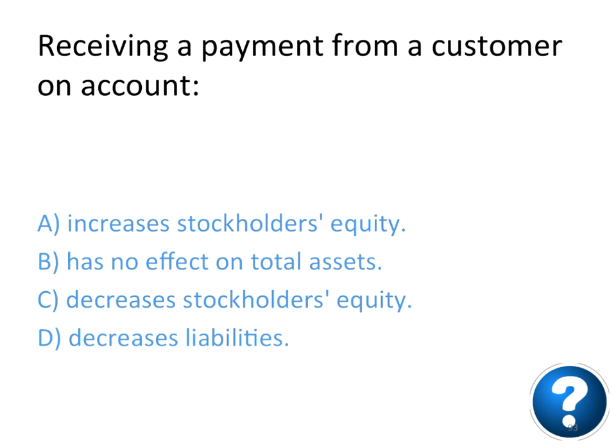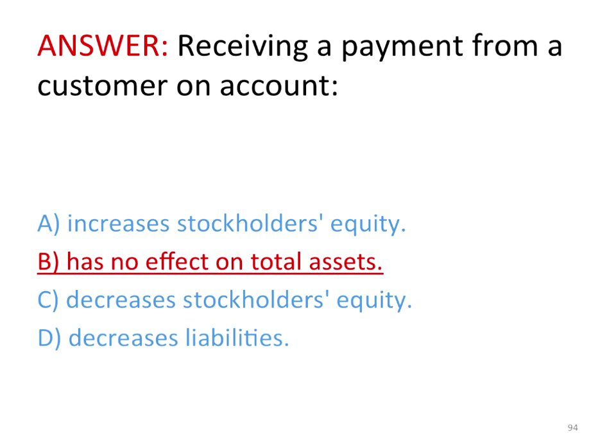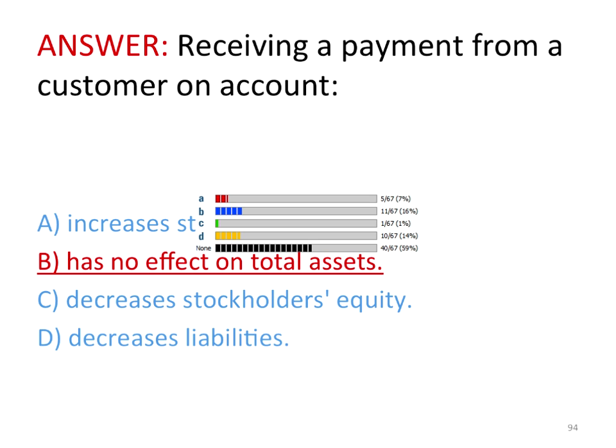Accounts receivable, yeah, and that's an asset, right? So accounts receivable is decreasing. Cash is increasing. Both of those are assets. So the answer would be B. Has no effect on total assets because cash is going up, and accounts receivable going down. Good job, by the way.